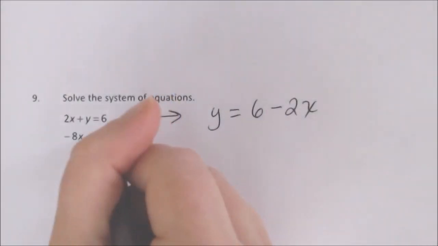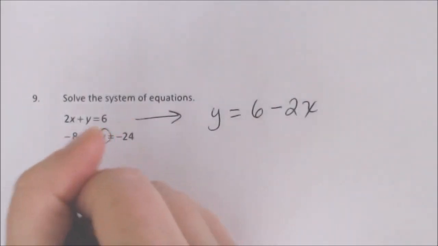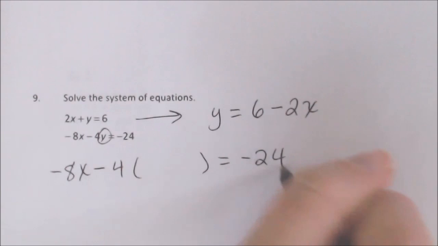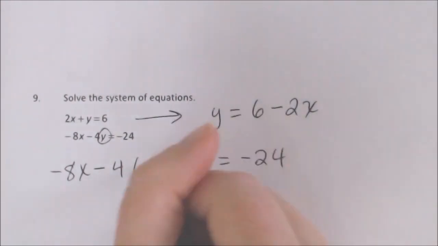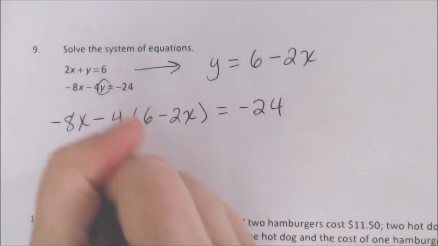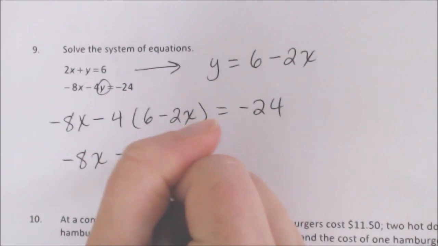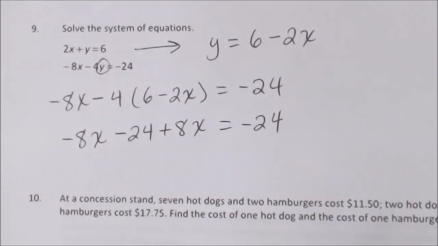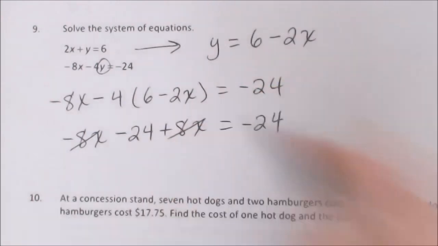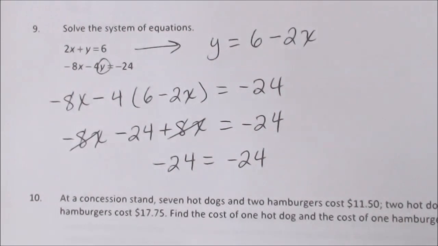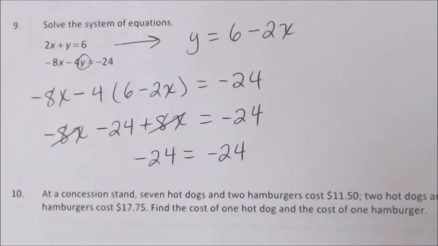Now substitute that expression into y in the second equation. So we're going to have negative 8x minus 4 parentheses equals negative 24. In place of the parentheses, we're going to have 6 minus 2x. Let's distribute the 4. So we get negative 8x minus 24 plus 8x equals negative 24. You see where this is going? The 8x's are going to zero out, and I end up with negative 24 equals negative 24. Okay, is that a true statement? Yes, it is. That's a true statement.